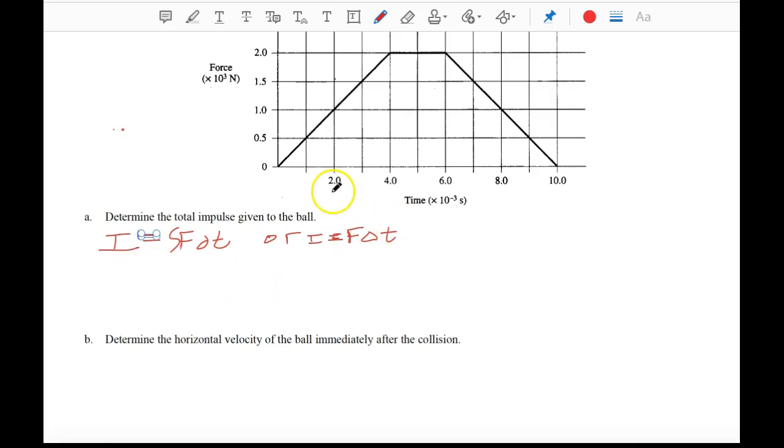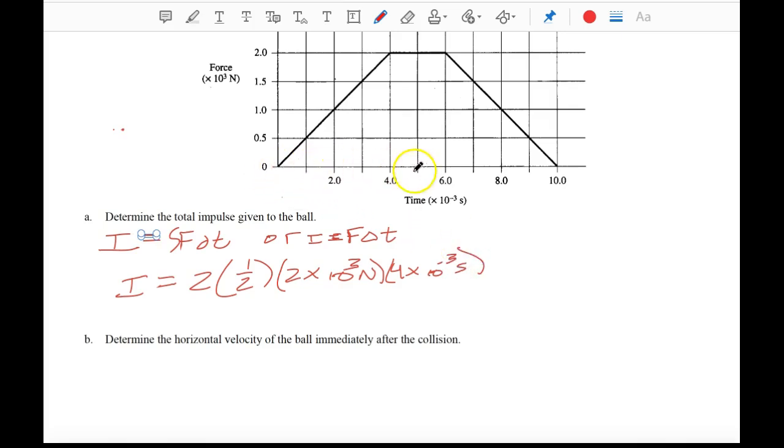And then you have to kind of show that you need the area under the curve. So that's what the integral does. That's also what just finding F delta t will do too. So we're going to say I is equal to, and then we have two triangles here, and so we're going to take 2 times 1/2 of, and then we've got a force here of 2 times 10 to the 3rd newtons. And we're going to apply that to 4 times 10 to the -3rd seconds.